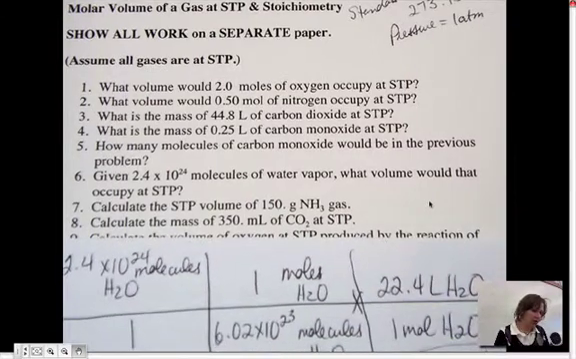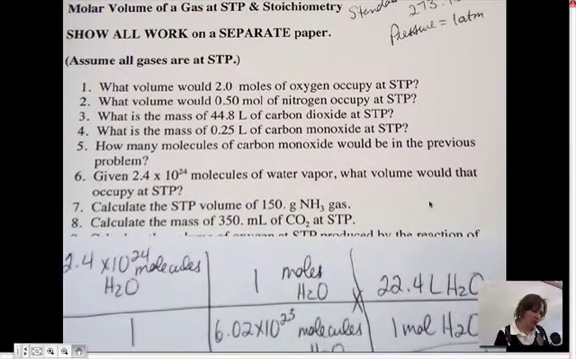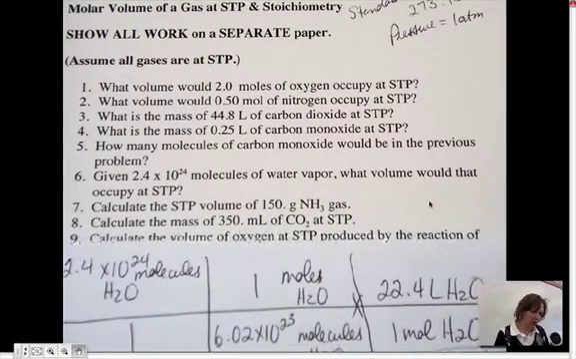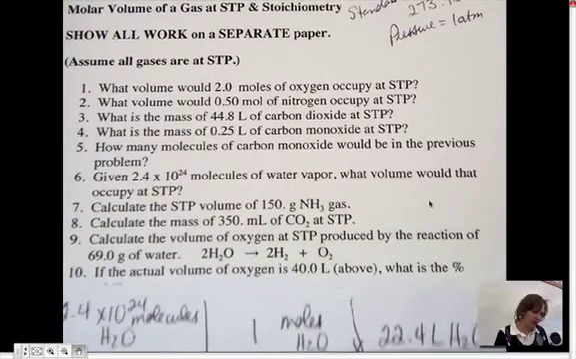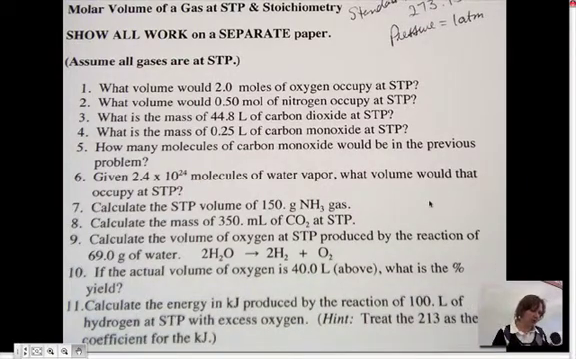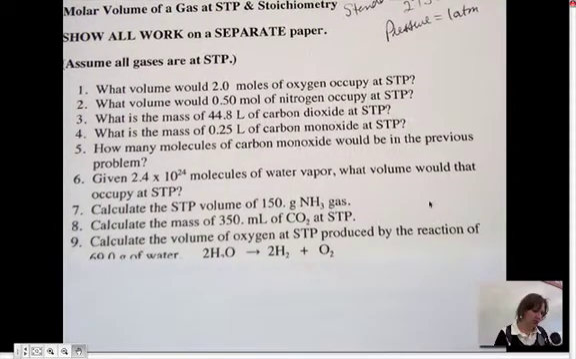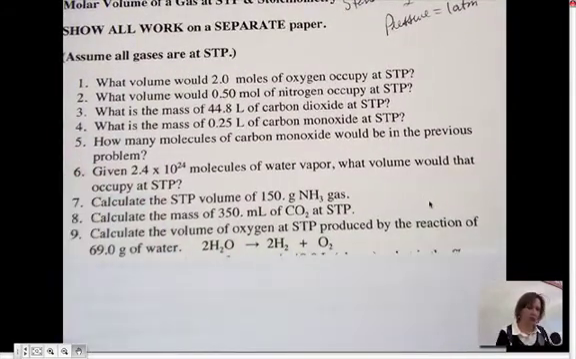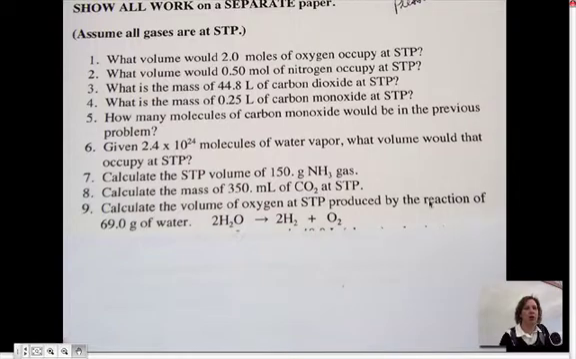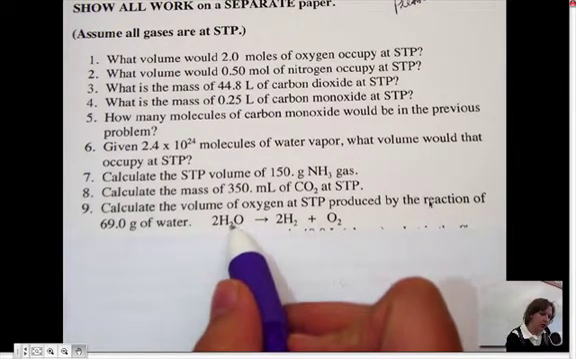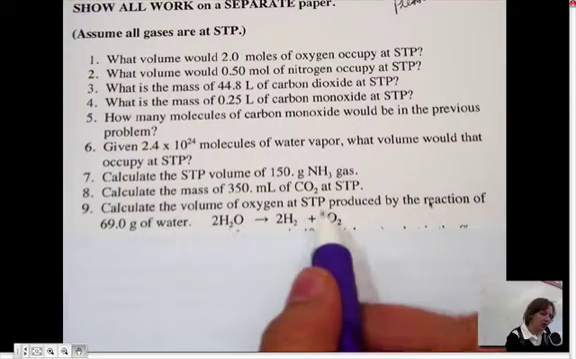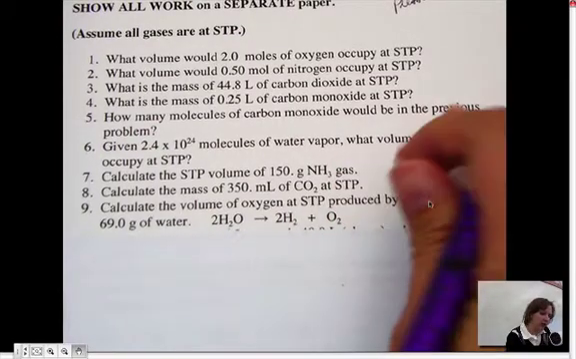How about, let's go down and do number 9. On problem number 9, you're looking for the volume of oxygen at STP produced by the reaction of 69 grams of water in this equation. So there's my 69 grams of water changing to that and that, and we're looking for volume of oxygen.